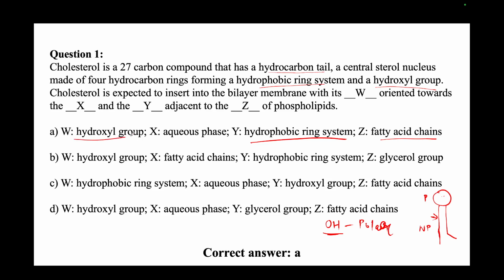So, the hydroxyl group will be towards the aqueous phase. So, the correct answer is option A, that is, cholesterol is expected to insert into the bilayer membrane with its hydroxyl group oriented towards the aqueous phase and the hydrophobic ring system adjacent to the fatty acid chains of the phospholipids. Okay, this is clear.